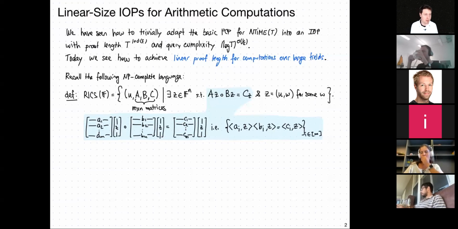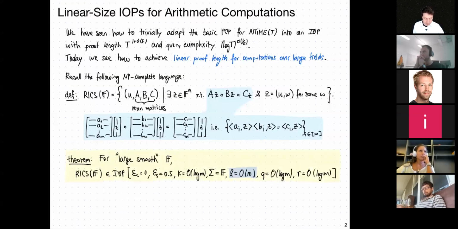This restriction of quadratic equation satisfiability preserves NP completeness. This is pretty easy to verify by yourself. So we'll take it as an NP complete problem and work with it. And again, I believe you've had a worksheet where you constructed a linear PCP of linear size for this very problem. Today we'll just construct a linear IOP for it.